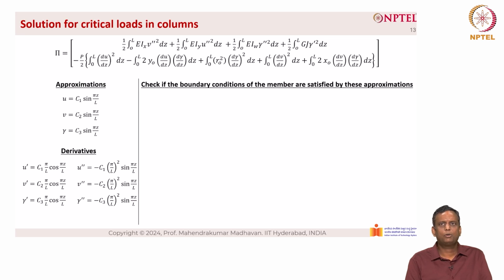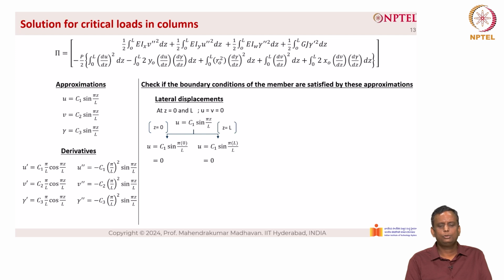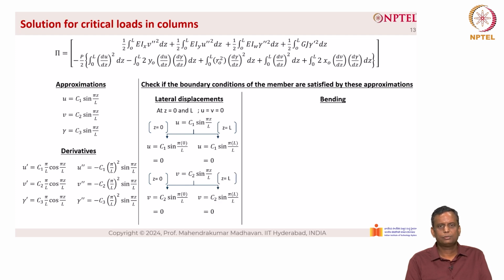Now, let us check if the boundary conditions of the member are satisfied by these equations. The lateral displacements are given as at z equal to 0 and L, U and V are 0. So, U equal to C1 into sin pi z by L, at z equal to 0, U equal to 0, and then at z equal to L, U is also 0. Now, similarly, V equal to C2 into sin pi z by L, at z equal to 0, V equal to 0, and at z equal to L, V is also 0. Now, for bending, M equal to EIY into d square U by dz square, which is equal to EIX into d square V by dz square is equal to 0.